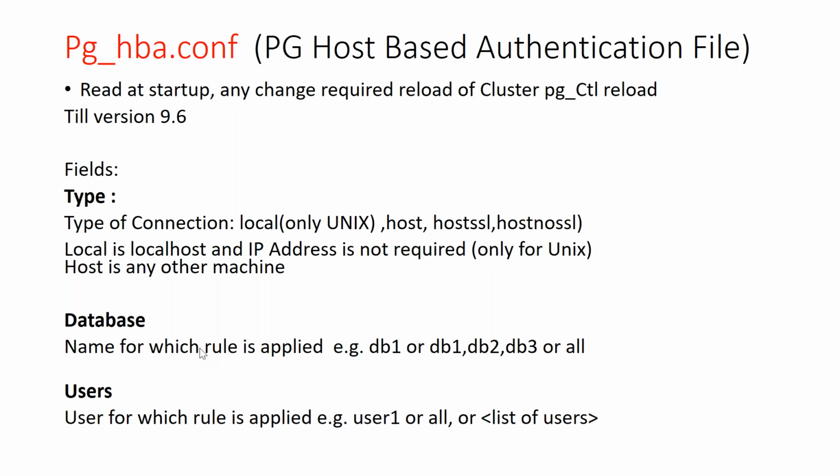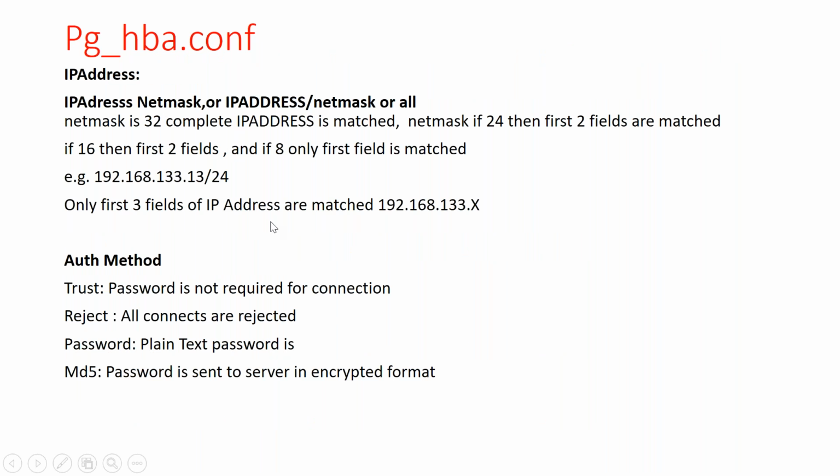Everything you are specifying is just like inbound rules and outbound rules in any machine or operating system. Everything is blocked, but the rule you specified, that only will be open. In the same way, everything is blocked, and only the database name, user and type you specify will connect. Users also you can specify as all. In IP address also you can mention all, or you can mention the IP address from where the connection will be made.